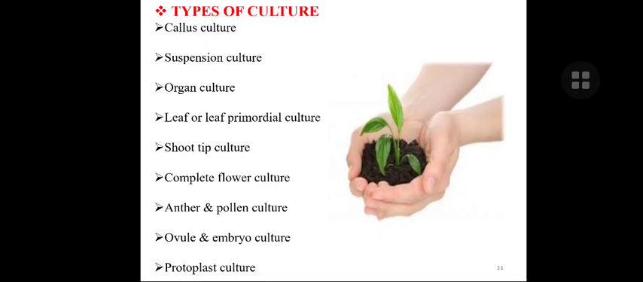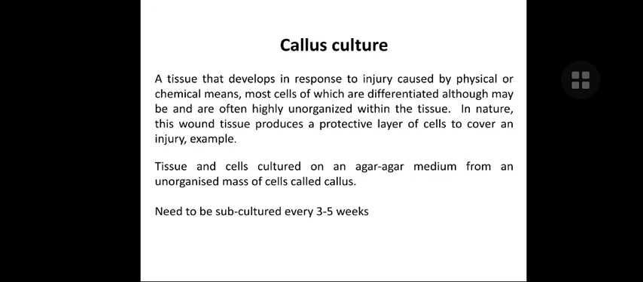So next we will see the types of culture. There are different types of cultures according to the type of plant tissue we take, like callus culture, suspension culture, organ culture, leaf or leaf primordial culture, shoot tip culture, complete flower culture, anther or pollen culture, ovule and embryo culture, and protoplast culture. So the callus culture, that is the important one.